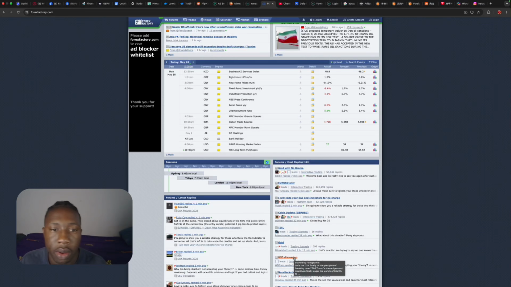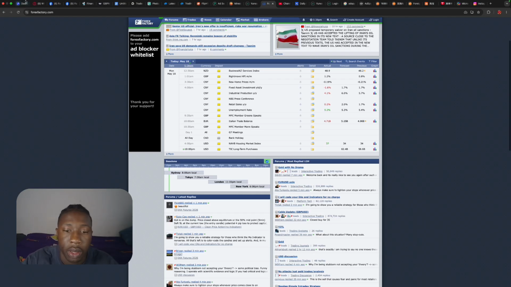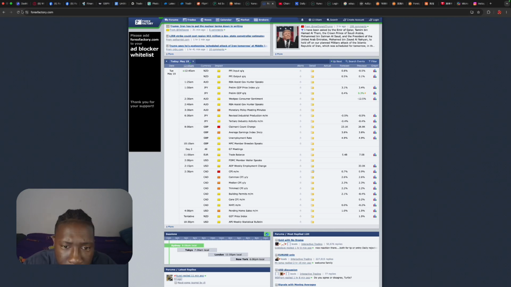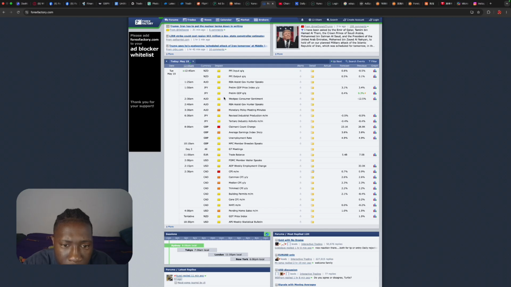So right now we want to analyze the chart. We want to start by going to check on the news that is going to affect the currencies today. We have the news that is going to affect NZD, Australian dollar, Japanese yen, and we have a red folder here.